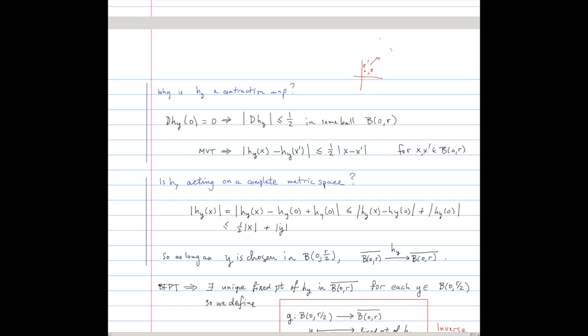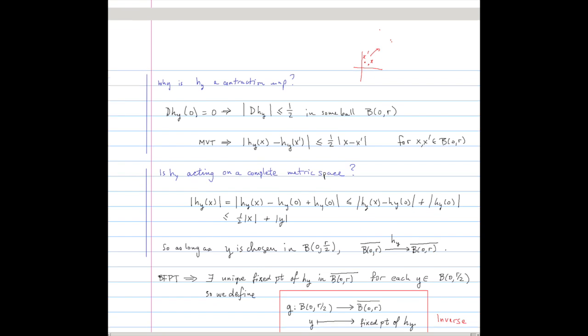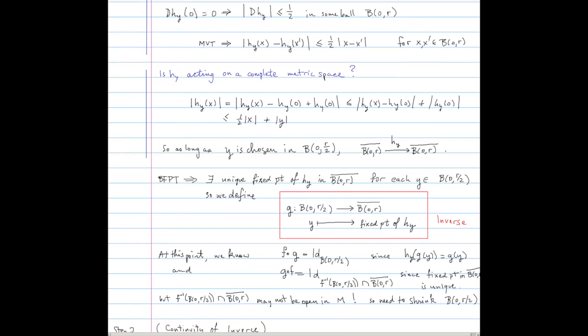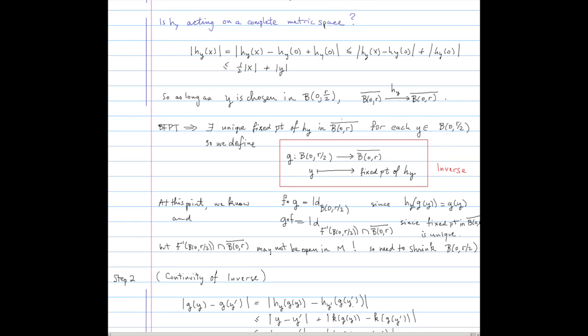So what we're going to do is make sure that the y that we're choosing, the fixed vector y that we're trying to invert, is chosen to be very small, so in a small ball of radius r/2. And if this is of size r/2 and if this is of size r, then this thing is of size r. So what this shows is that as long as the point y that we're interested in inverting is chosen small enough, then h_y is a map from the closed ball to the closed ball of radius r. And therefore, it is a contraction mapping on a complete metric space, and the Banach fixed point theorem allows us to conclude that there's a unique fixed point in this closed ball.